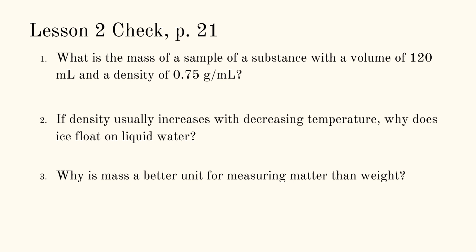Now it is time for our lesson 2 check, which can be found on page 21. So what is the mass of a sample of a substance with a volume of 120 milliliters and a density of 0.75 grams per milliliter? So we are going to take 0.75 grams per milliliter and multiply it by the volume to get the mass. So 0.75 times 120 is 90 grams.